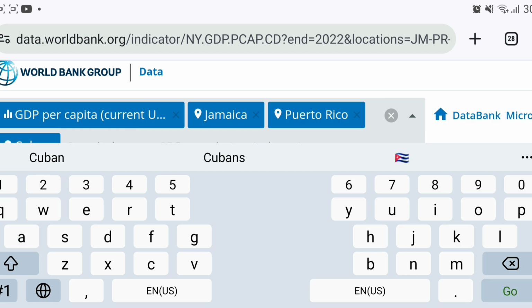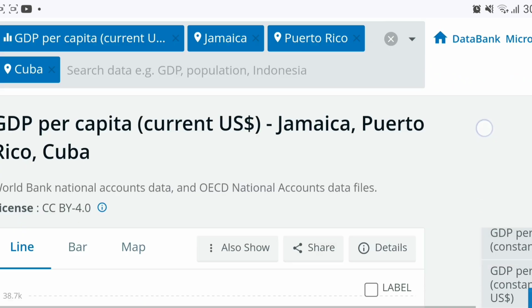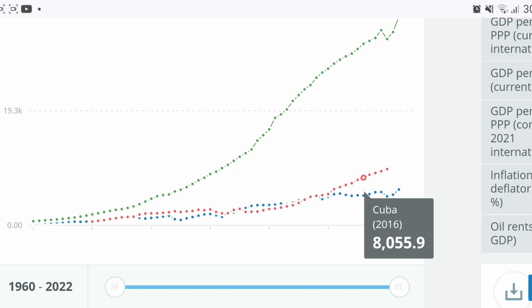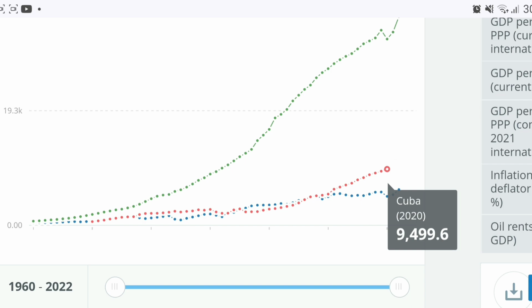Let us look at Cuba. Let's just add Cuba to the mix. That is Cuba. 2016. That is Cuba. We have the data for 2020. We don't have the 2022 data for Cuba. 9,000. And at the same time, Cuba has a much larger population than Jamaica.